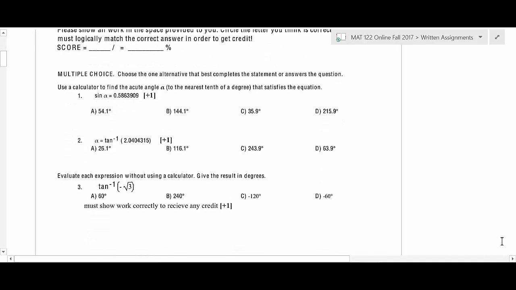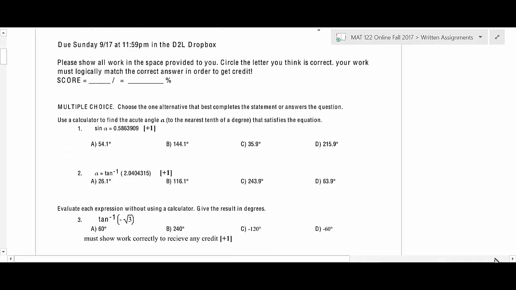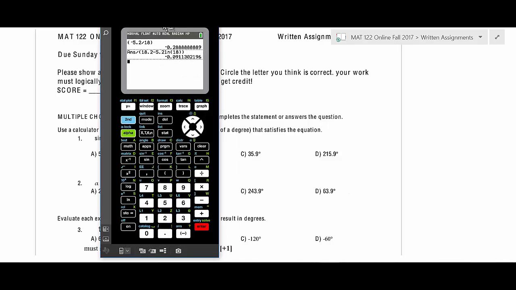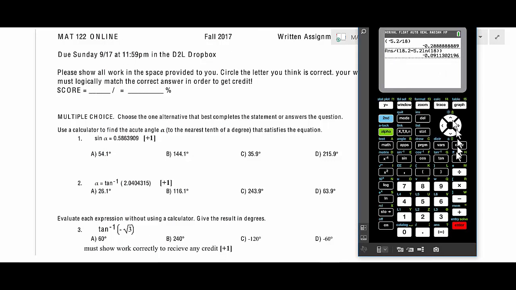Okay, so here are the solutions to this written assignment number 3. To start off, we're just looking at some calculator things here that you want to make sure you know how to do.